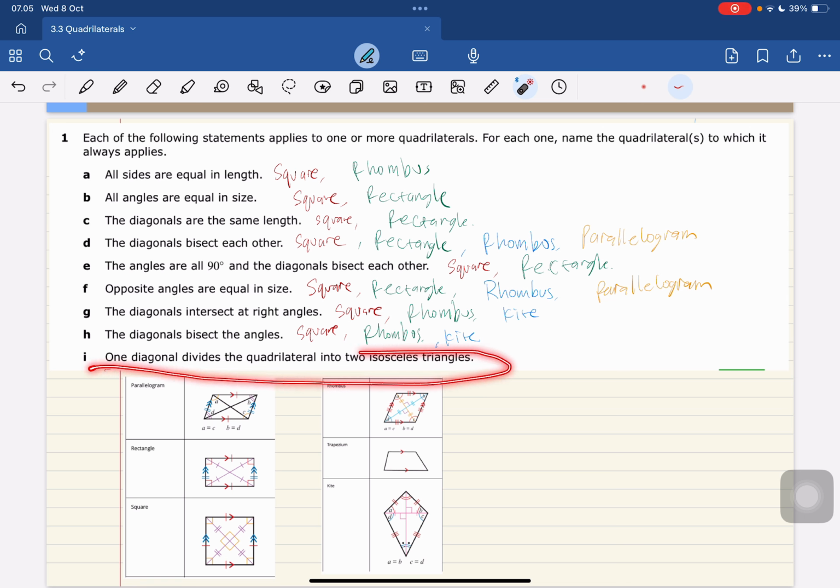One diagonal divides the quadrilateral into two isosceles triangles. Let's check it. This is not isosceles. Let's check for the rectangle. Okay, it's not isosceles. Rhombus, isosceles. Okay, so we got three quadrilaterals. First is square, second is rhombus, and we got kite.